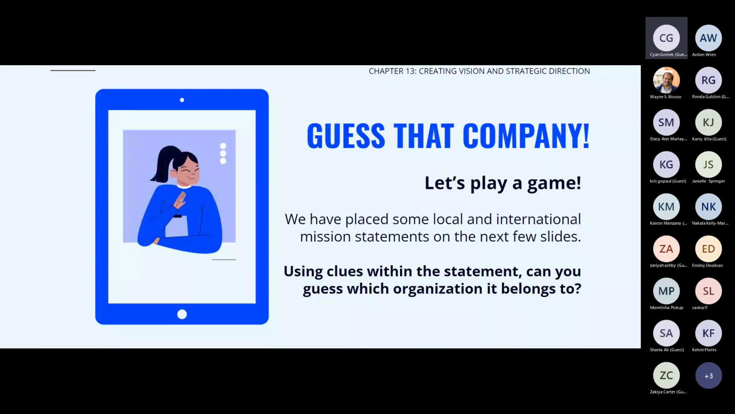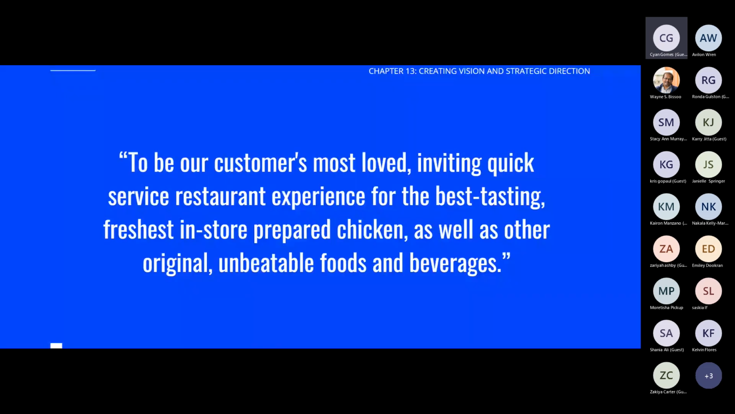First one: to be our customers' most loved, inviting quick service restaurant experience for the best tasting, freshest in-store prepared chicken, as well as other original, unbeatable foods and beverages. Gonna give you guys a clue, focus on chicken. Any guesses? That's KFC. Yes, it is, sir.